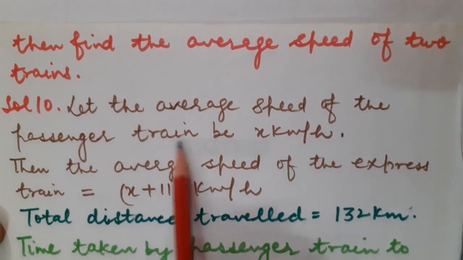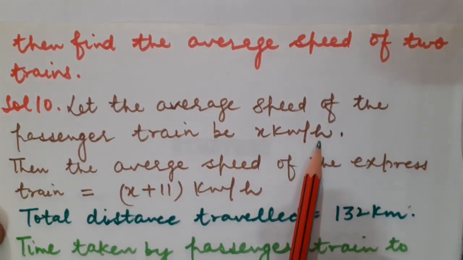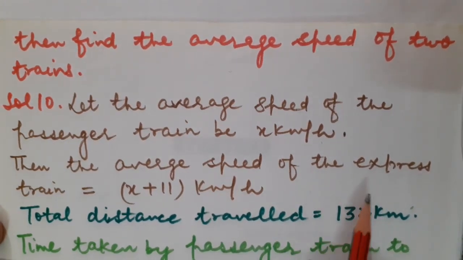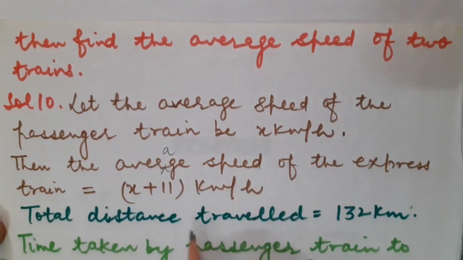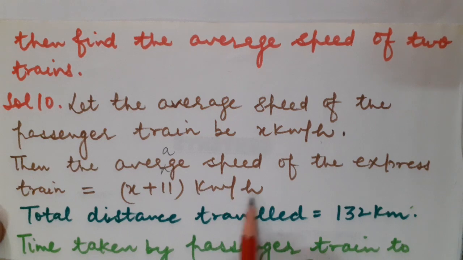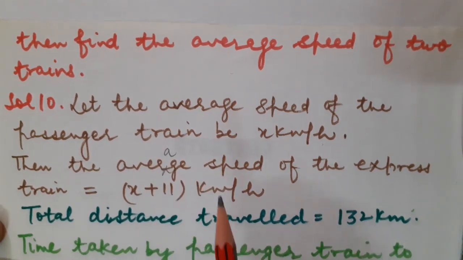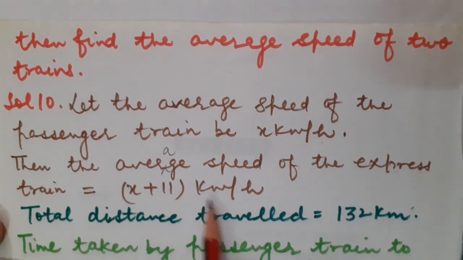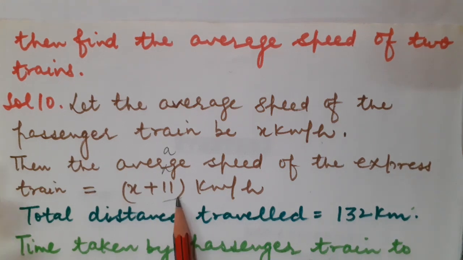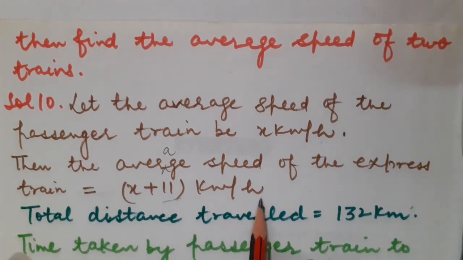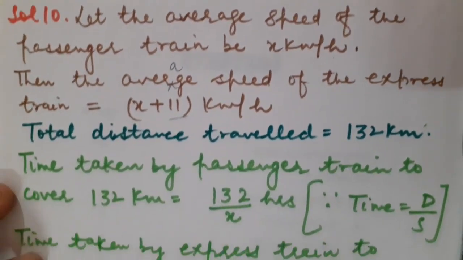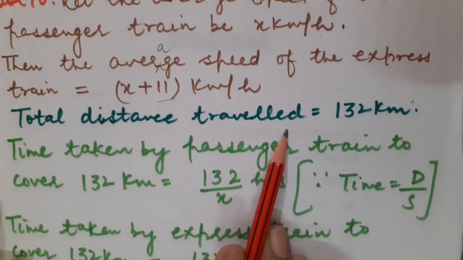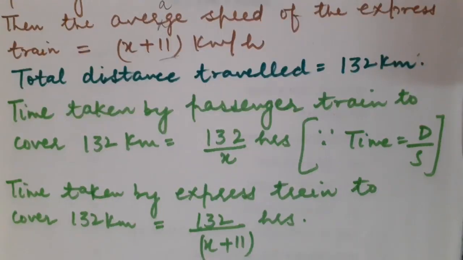Let the average speed of the passenger train be x km per hour. Correct? Because in the question it is given that the average speed of the express train is 11 kilometer per hour more than the passenger train. Fine. So then the average speed of the express train is equal to x plus 11 kilometer per hour, because this is 11 kilometer per hour more than the passenger train. Correct, children? Now, how much is the total distance covered by them? That is 132 kilometer.